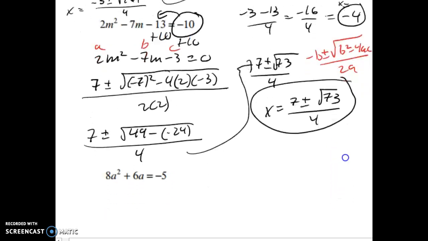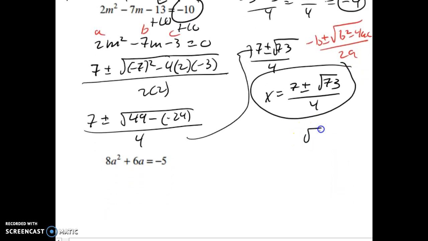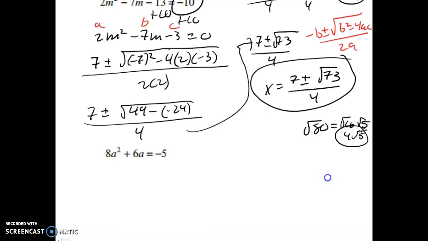Now if that 73 could be reduced, like let's say it was root 80, then we'd have to break this down into root 16 and 5 and get 4 root 5. That has nothing to do with the problem. I'm just saying that we do always have to check that.